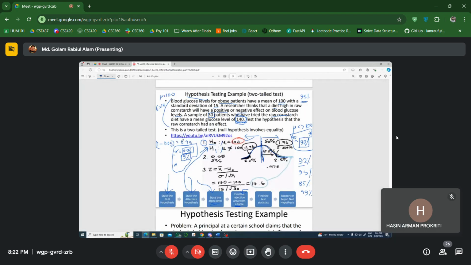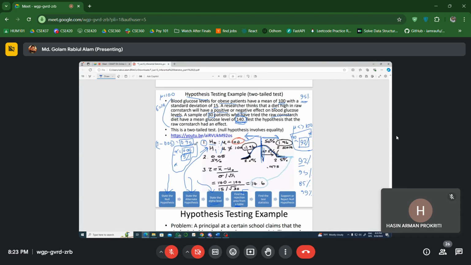0.95. So that means we can consider a 95% significance level. That means within the 95% of the data. But this 95% is across both sides, this portion and this portion. Both left side and right side. If we combine them, then it will be 95%.